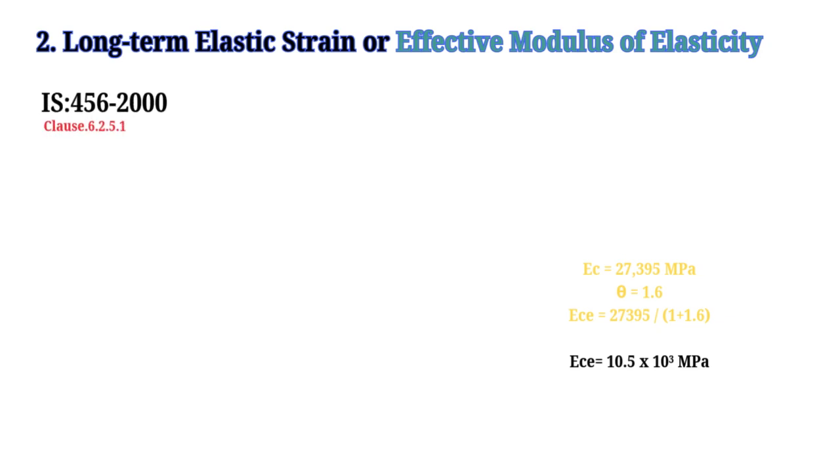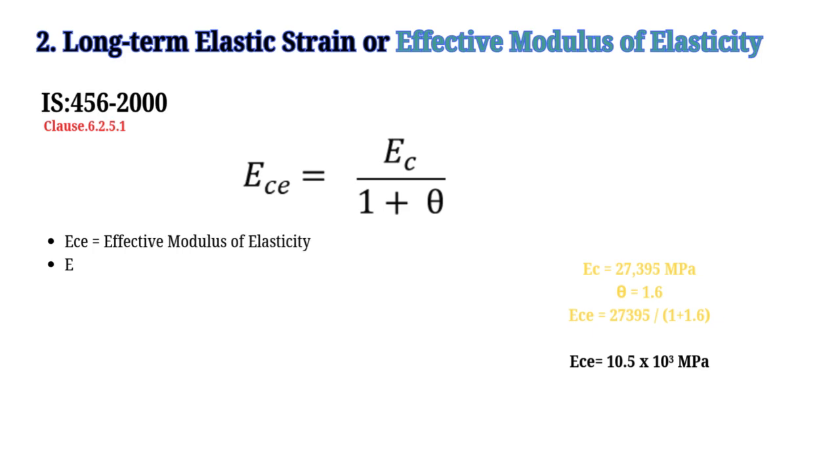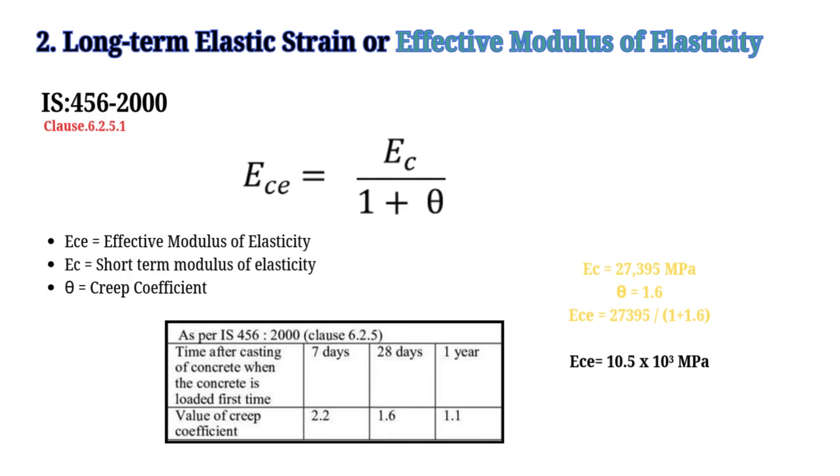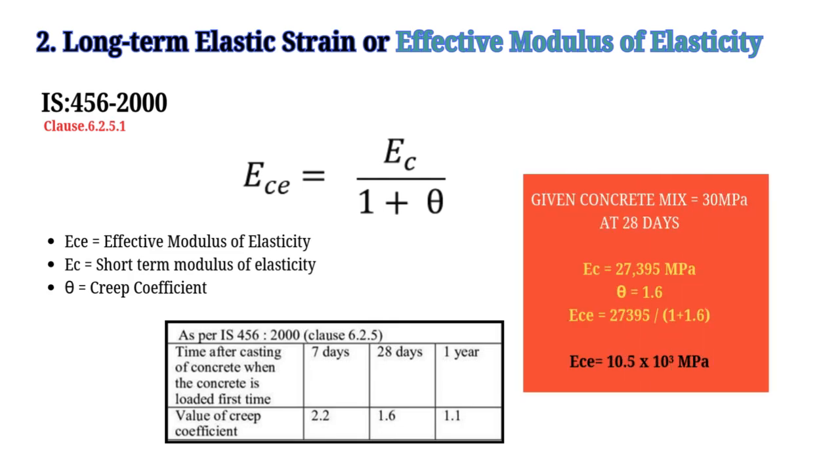It is given by the formula ECE is equal to EC divided by 1 plus theta, where ECE is the effective modulus of elasticity. EC is the short-term modulus of elasticity of concrete. Theta is the creep coefficient of the concrete structure, which depends on the duration or the age of the particular structure. This creep coefficient, theta, is specified in IS 456-2000, particularly in clause 6.2.5.1.